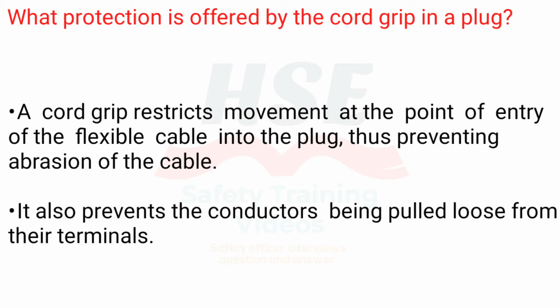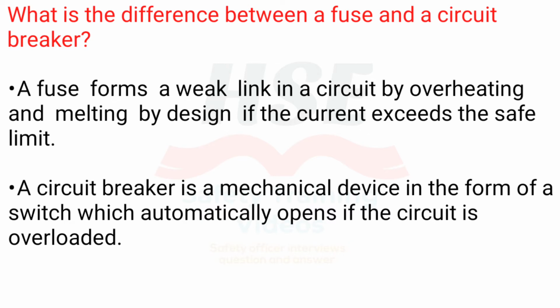It also prevents the conductors being pulled loose from their terminals. What is the difference between a fuse and a circuit breaker? A fuse forms a weak link in a circuit by overheating and melting by design if the current exceeds the safe limit. A circuit breaker is a mechanical device in the form of a switch which automatically opens if the circuit is overloaded.